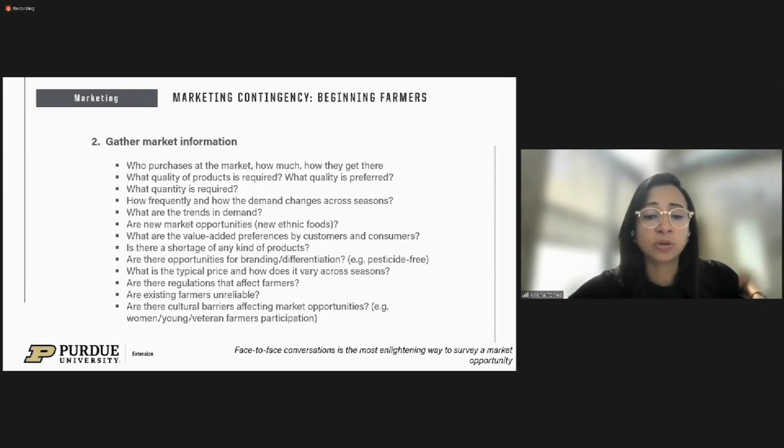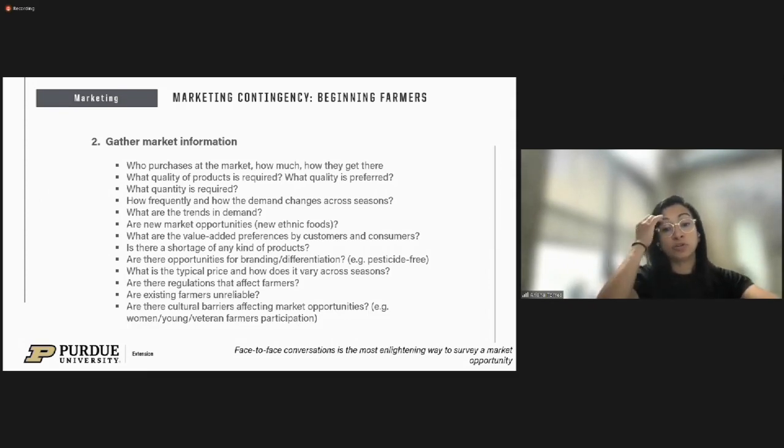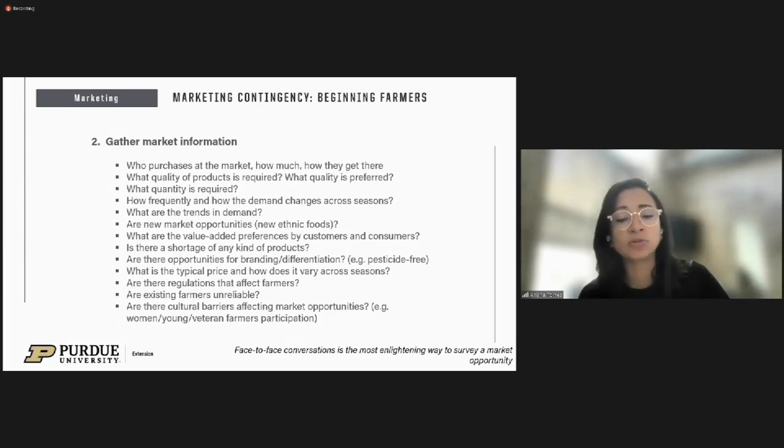And are there cultural barriers? For example, is there any co-op that is going to prefer women, young, or veteran farming participation? So think about what the opportunities are in the bigger sense. One of the best ways to do this is face-to-face conversation, because that's a way that you can survey a market opportunity.